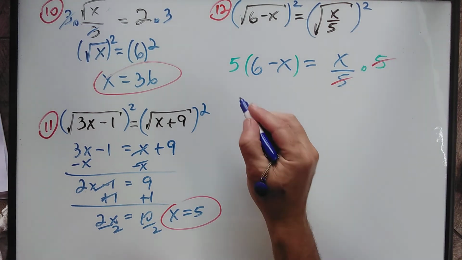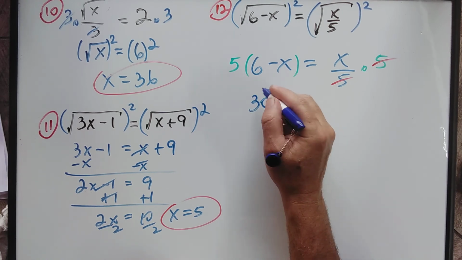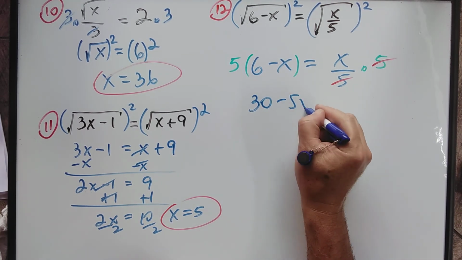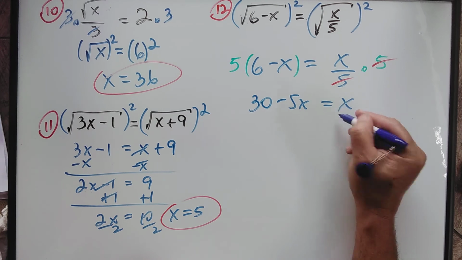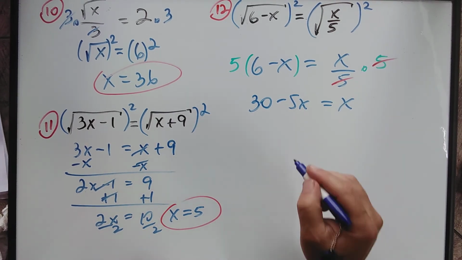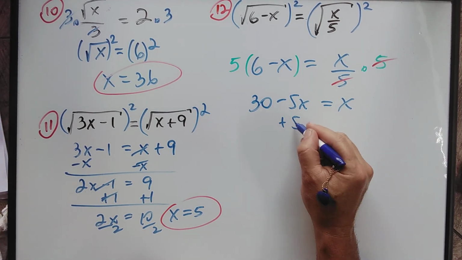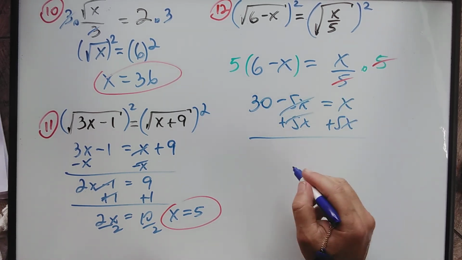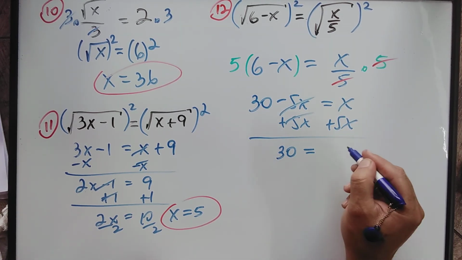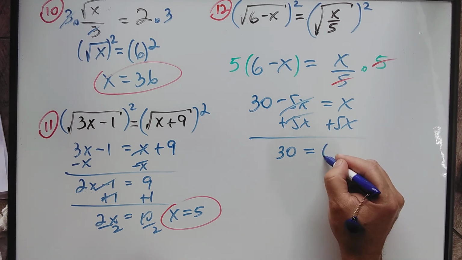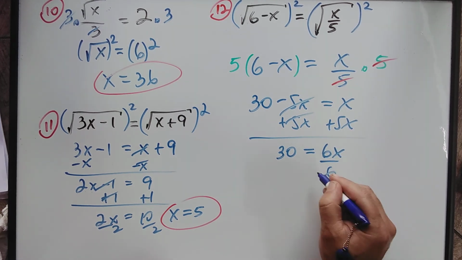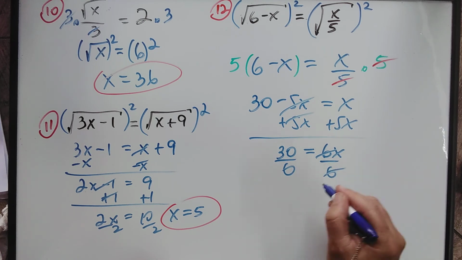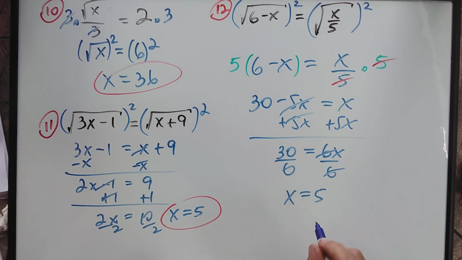So I'm gonna get 5 times 6 is 30 minus 5x equals just x. I'm gonna bring the x's together, so I'm gonna add 5x to both sides. Cancels out. 30 equals x plus 5x is 6x. Divide each side by 6, so x equals 5.